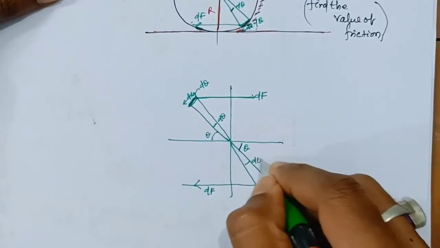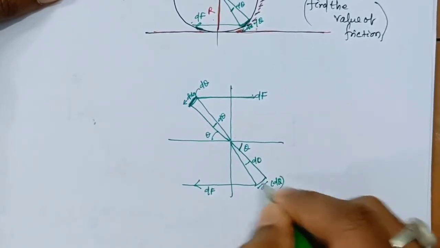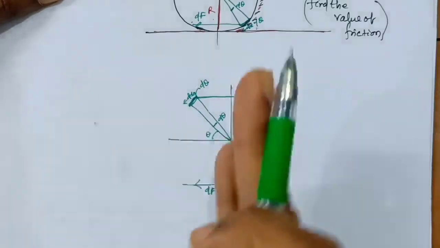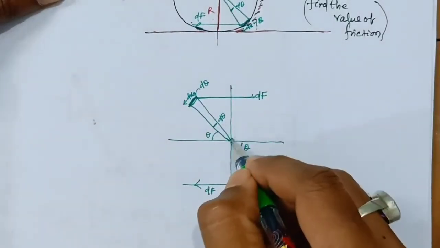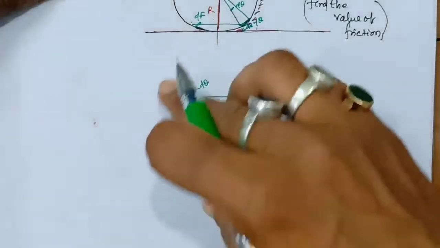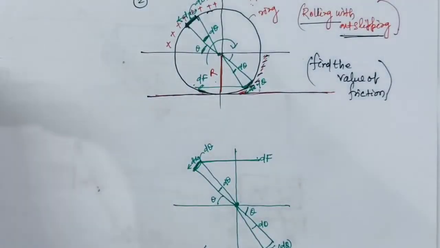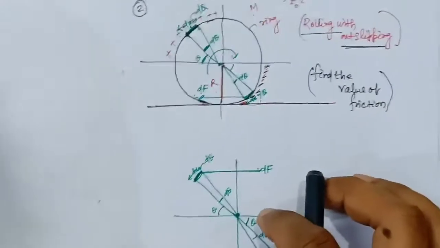This is d theta, and here the length is dx and the charge is dq. I am considering a small charge. Due to this, what will happen? A torque will be generated at the center point, so definitely it will rotate like this. Due to torque it will rotate like this. So this scenario is pretty clear to everyone, how this torque will be generated.